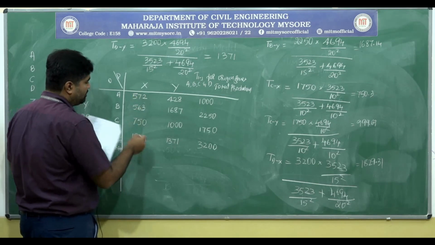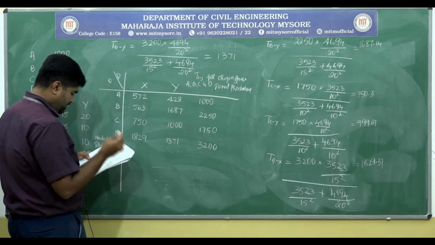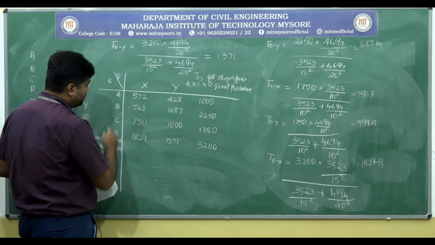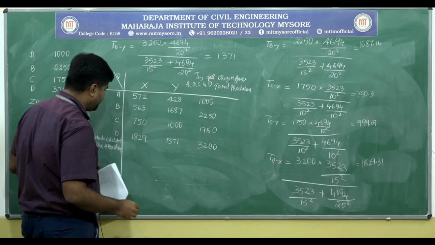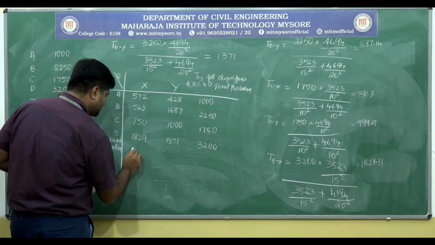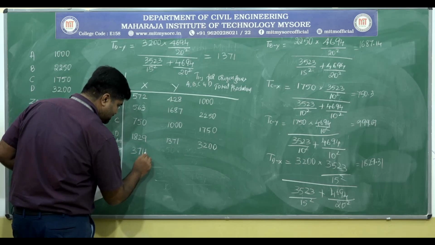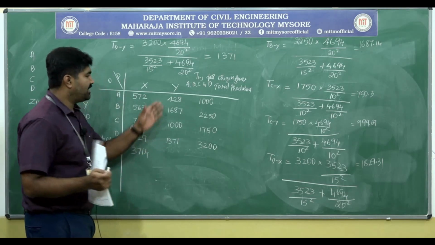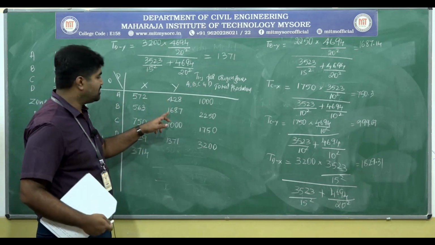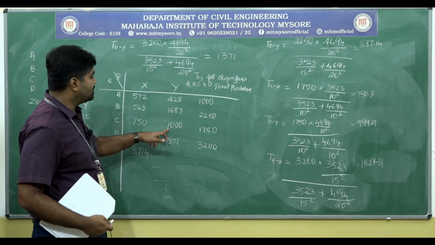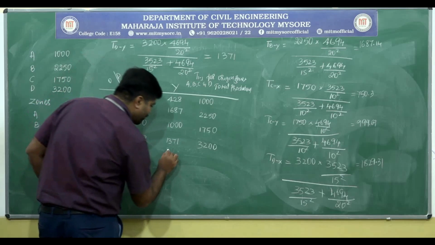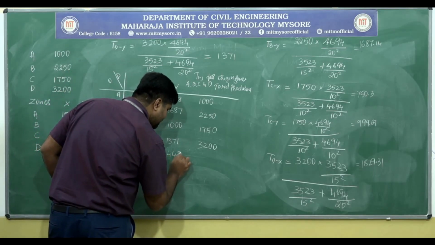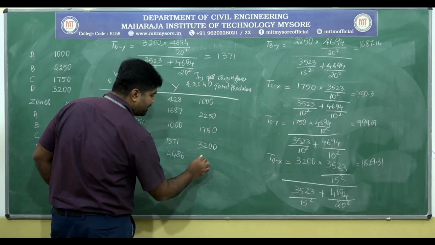Now you have to add this column and check how much it comes to. I got 572 plus 563 plus 750 plus 1829. You will get 3714. Similarly add this column: 428 plus 1687 plus 1000 plus 1371. You will get 4486. Adding them you will get 8000.